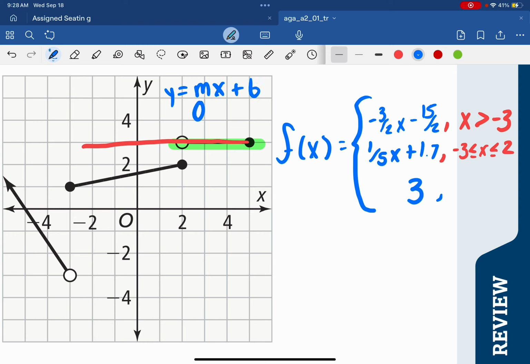If you need to see it, it's y equals mx plus b. If I know that my slope is 0, and I know that my y-intercept is just going to be 3, this is just going to go away, and it just leaves me with 3, not negative 3, just 3. And then I just need to get the domain of this piece. This piece ranges from 2 to 5, where 2 is not included, but 5 is included.